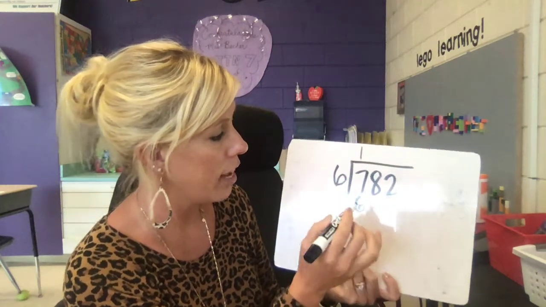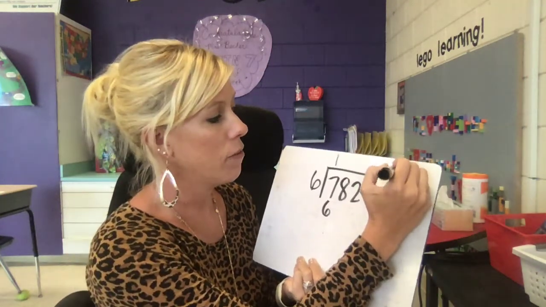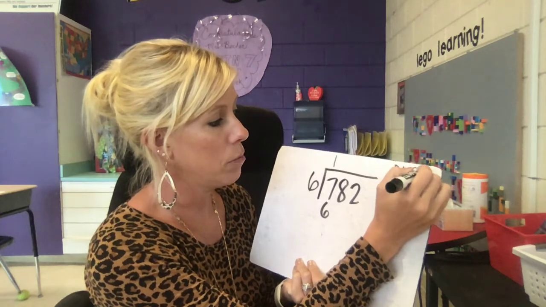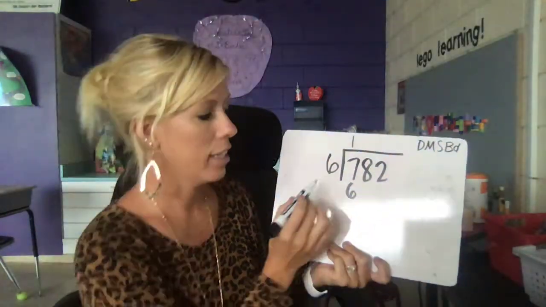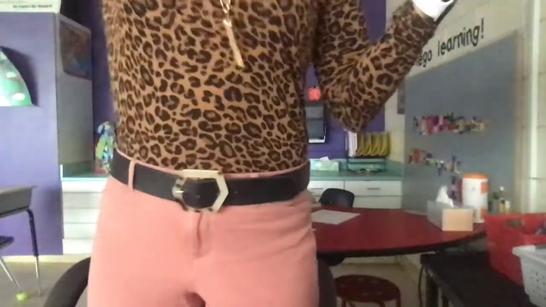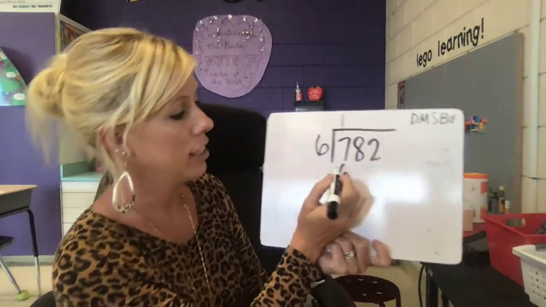So here are our steps, just like you've seen and we've kind of talked about. Divide, multiply, subtract, bring down. We're first dividing. How many times does 6 go into 7? It goes in there once. 1 times 6 is 6.